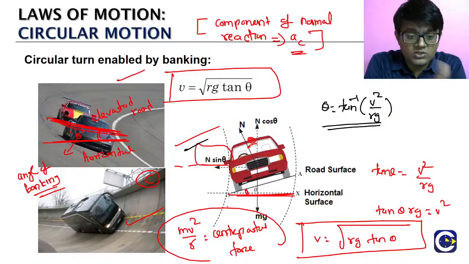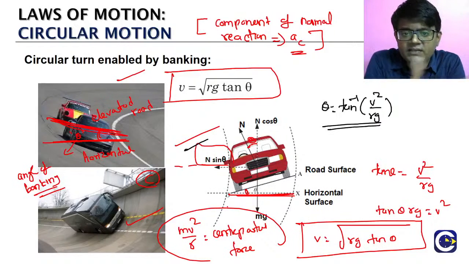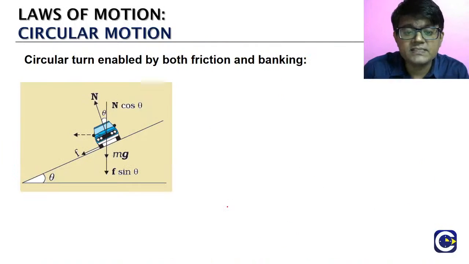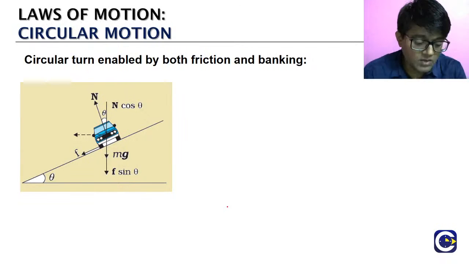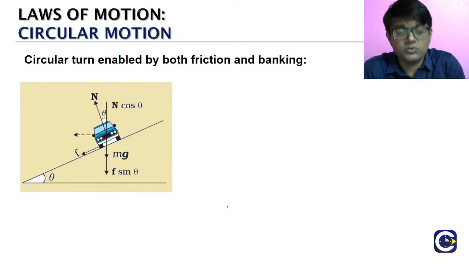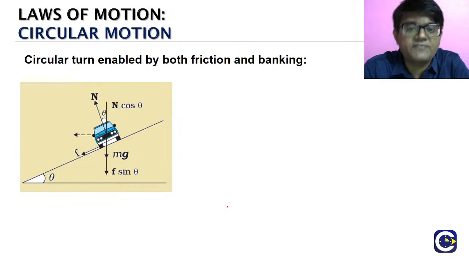and also it's not like the road is perfectly smooth, right? There will be friction between the wheels of the car and the road. So the road is having some banking, and on top of it there will also be this friction. So practically, the way they design the roads, both friction as well as the banking concept will be there. Both will support the vehicles to take a safe turn.